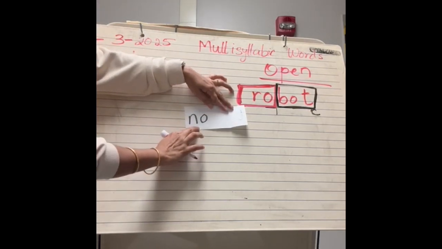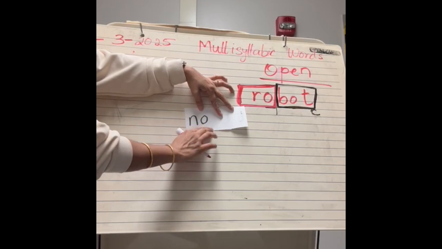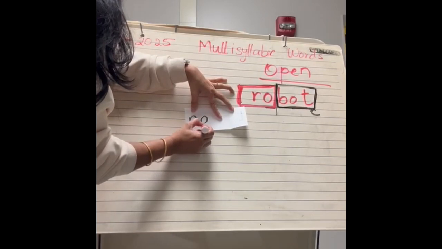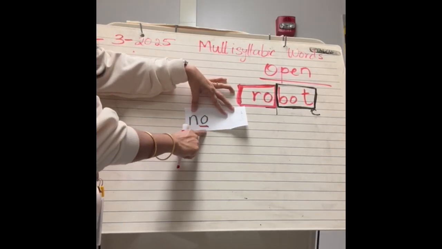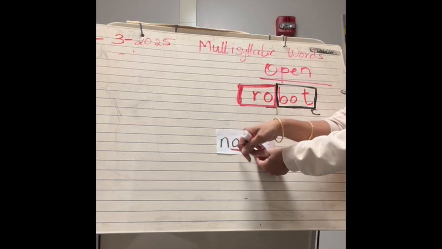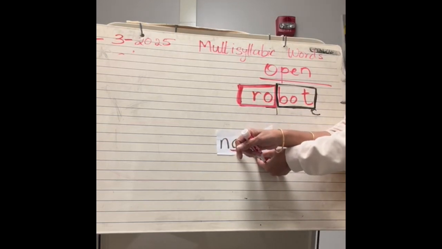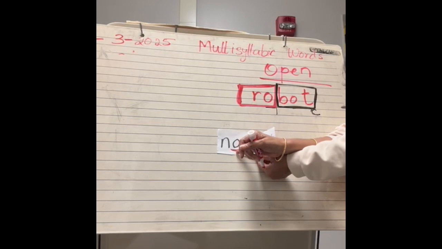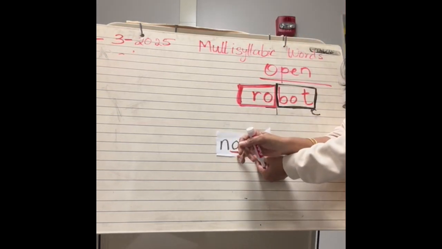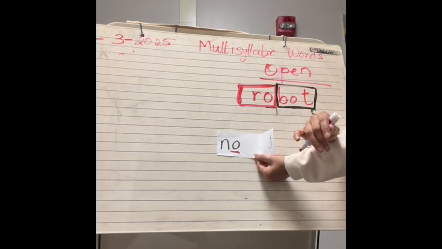Okay, now let's see another one. So look at this one. N-O. What does this syllable end with? This syllable ends with a vowel. And we know that if it ends with a vowel, right? So, if the syllable ends with a vowel, what is this? A closed syllable or an open syllable? Yes, it is an open syllable. So when this is an open syllable, what happens to the O? It shouts its name. So, O, no.